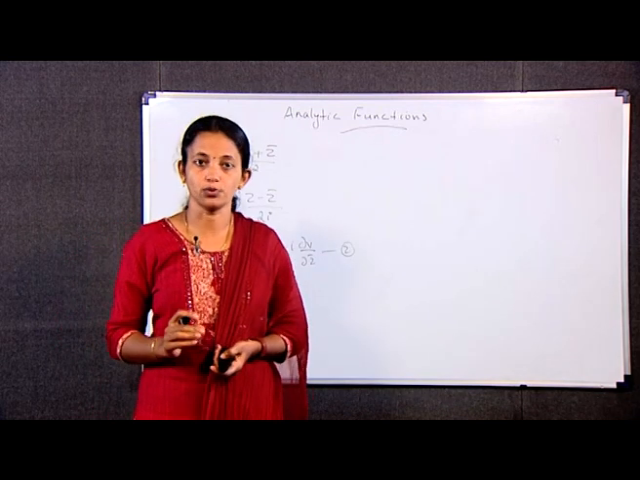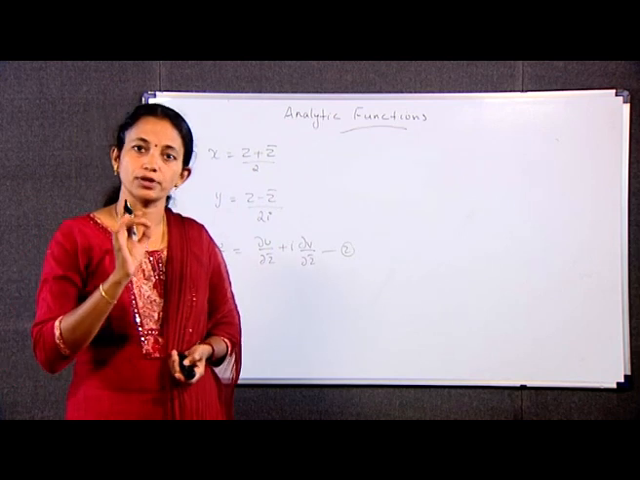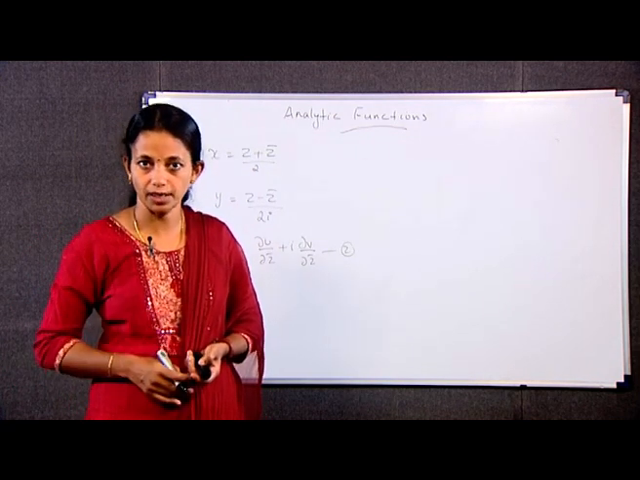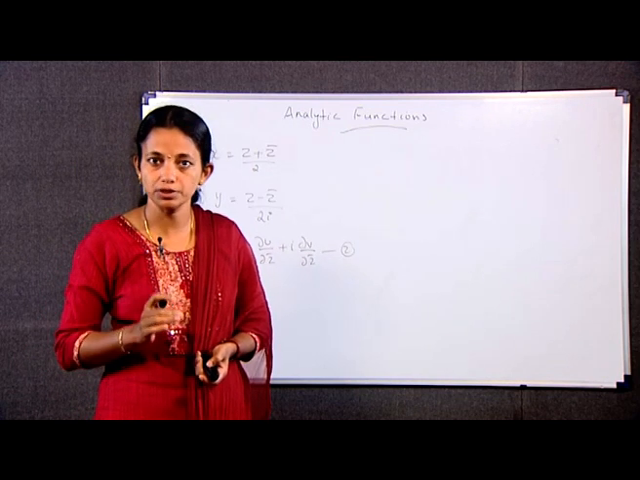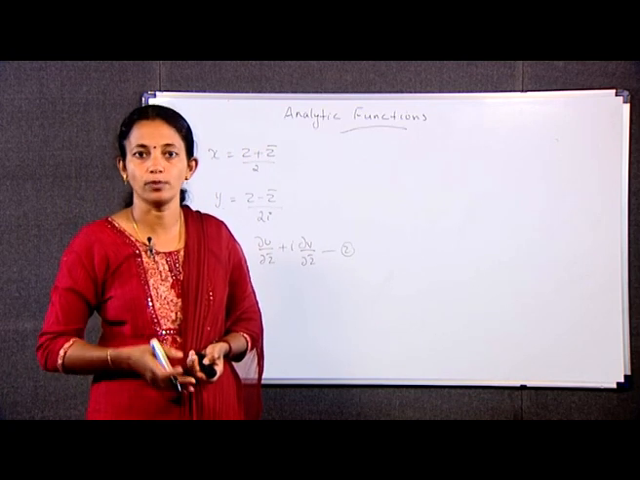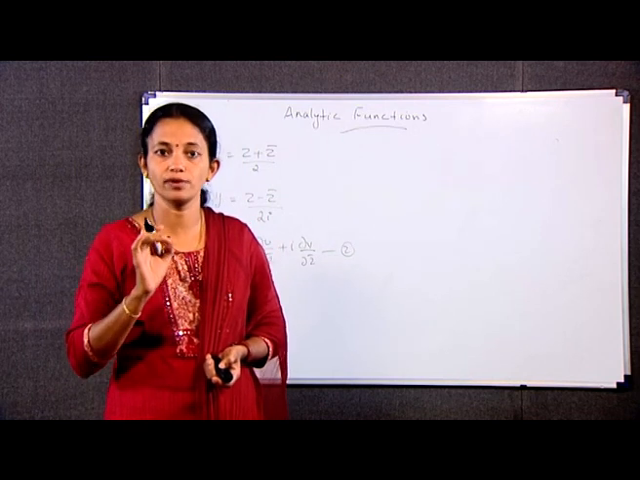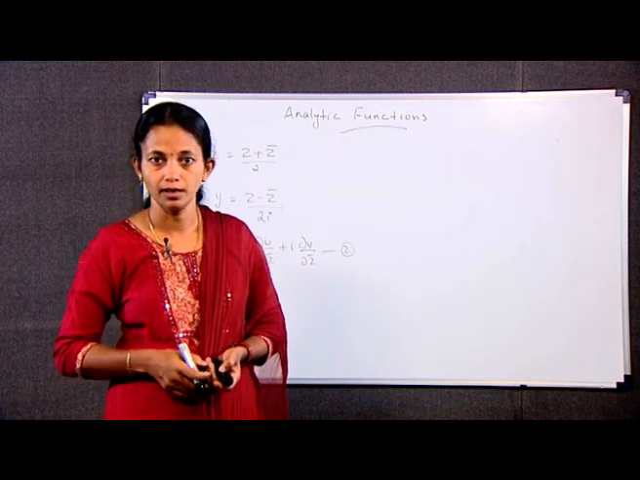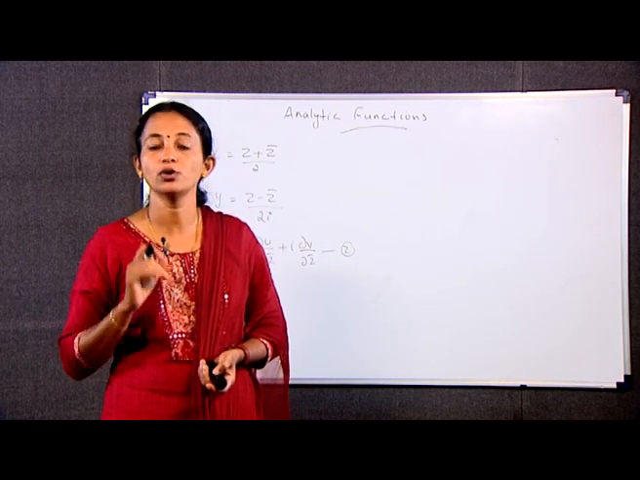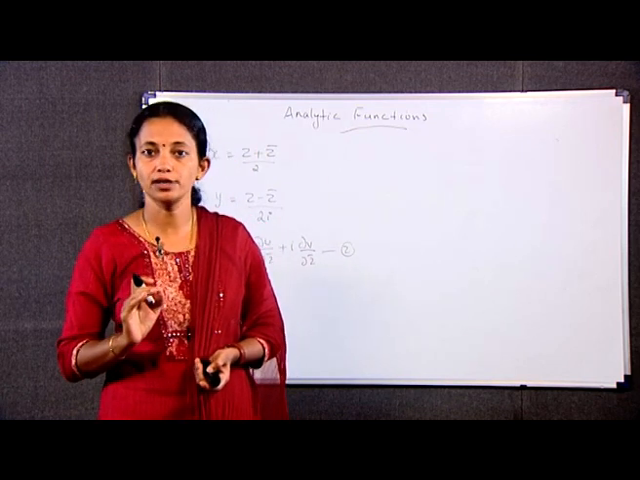Now, applying the chain rule, we have ∂u/∂z̄ is equal to ∂u/∂x into ∂x/∂z̄ plus ∂u/∂y into ∂y/∂z̄, which is equal to 1/2 times ∂u/∂x minus 1/(2i) into ∂u/∂y. And again, ∂v/∂z̄ is as usual ∂v/∂x into ∂x/∂z̄ plus ∂v/∂y into ∂y/∂z̄, which is again equal to 1/2 into ∂v/∂x minus 1/(2i) into ∂v/∂y.